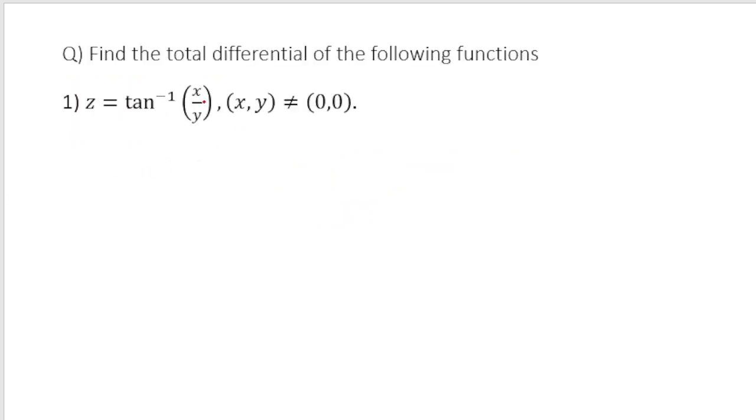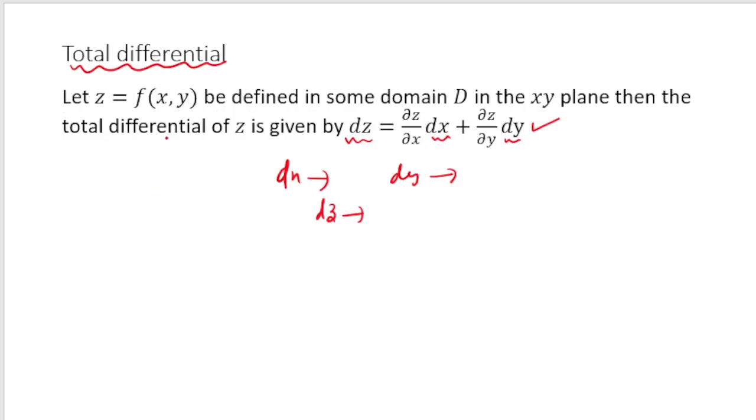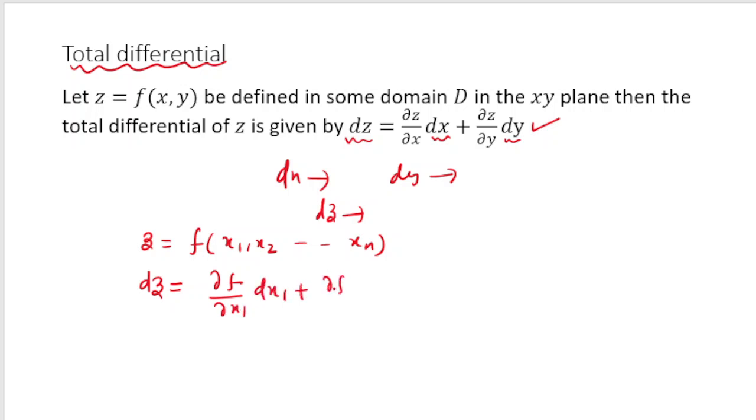So if I have to explain it through some problem, let us take this problem. And this idea basically can be generalized for any number of variables. So suppose we have a function of n variables, x1, x2 up to xn. Then if I ask you what is the total differential of z, it will be the partial derivative of f with respect to x1 times dx1 plus partial derivative of f with respect to x2 times dx2, and so on up to the partial derivative of f with respect to xn times dxn. So this is how the total differential of z is defined.